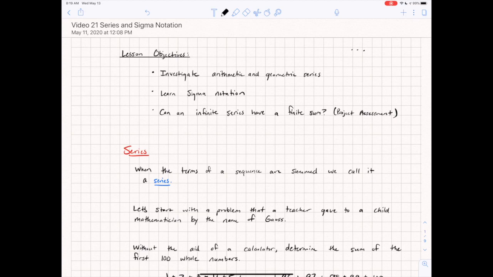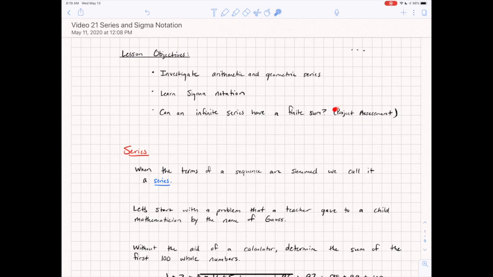All right, so for this video, the objectives are to investigate arithmetic and geometric series. So if I take the sequences from the previous video and add each term, how can we go through and solve that? Learn about sigma notation, and then can an infinite series have a finite sum? So it's almost like a paradox. We're not going to explore this in the video today, just because of material, and it's just one thing that we're going to cut out to simplify everything that we're looking at during this whole environment.